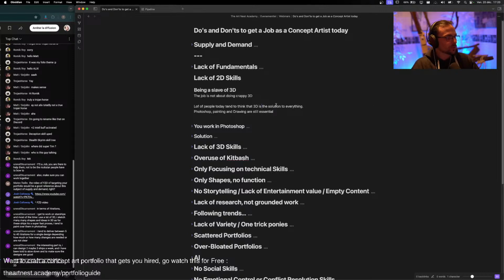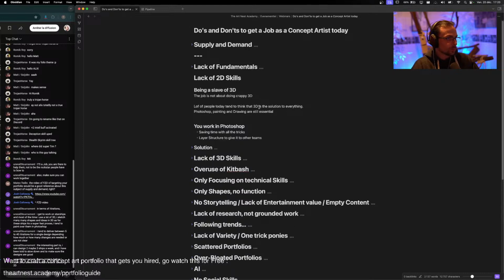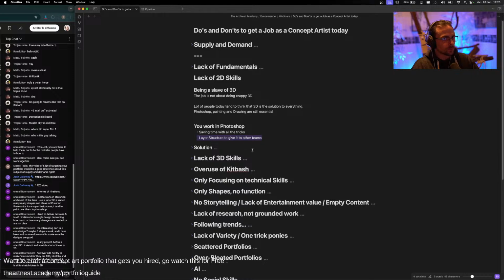What if one day the license doesn't work? What if one day you have to do a napkin sketch very fast and you don't even know how to do that? The problem is that today a lot of people tend to think that 3D is the solution to everything. No. As we just saw before, you need the 2D skills first. You need to work in Photoshop or Procreate or anything that has layers. You need to know all the tricks in Photoshop to save time. You need to properly structure your layers to give the PSD file to someone else, because concept art is a collaborative effort and you are very likely to pass the files that you are working on to someone else.